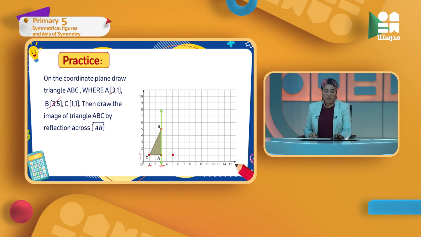And then I will join my points once more. I'll join the points A, B, and C. This one will be C dash, and here we go. Now I have the reflection of triangle ABC, which is A dash B dash C dash. Okay?